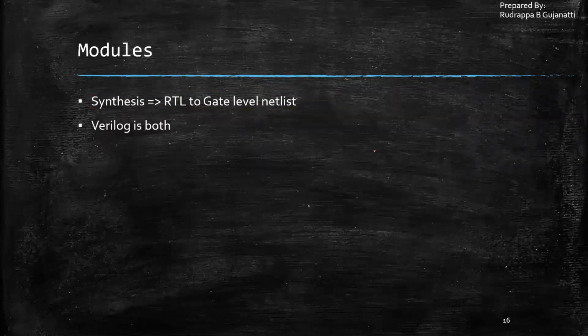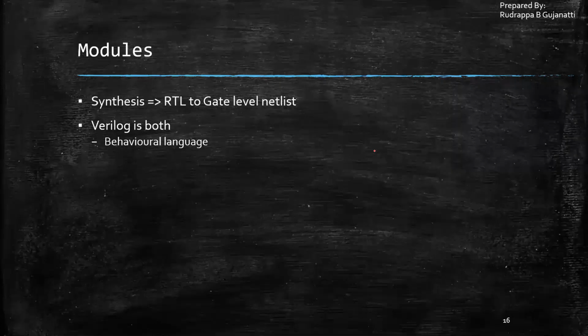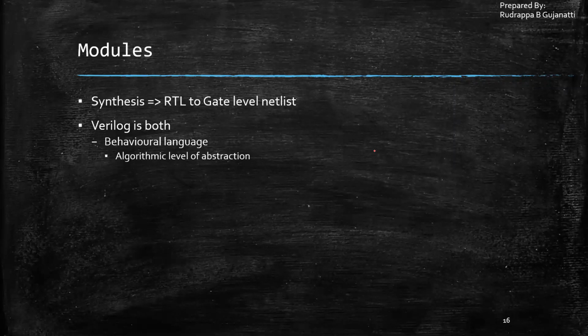Now we have a few more things to discuss: Verilog is both behavioral and structural. So what is actually meant by behavioral? Why do we call it a behavioral level? Because it supports a few concepts, that's why we classify it as a behavioral language. We classify a language as behavioral if it supports the algorithmic level of abstraction. This is the highest level of abstraction.